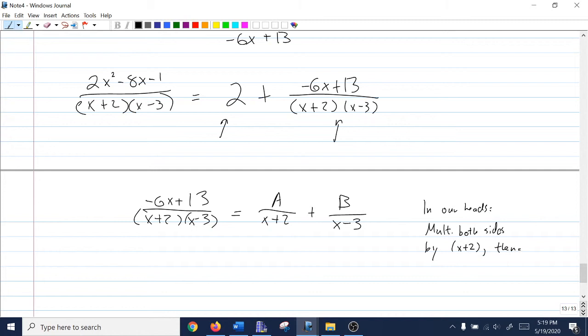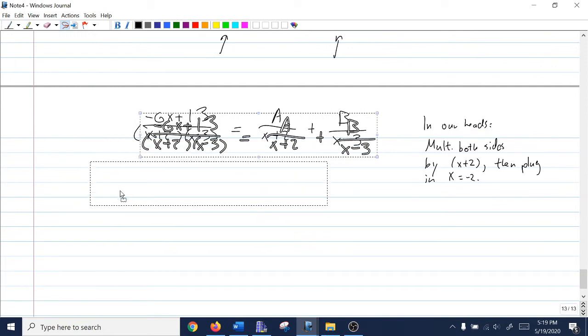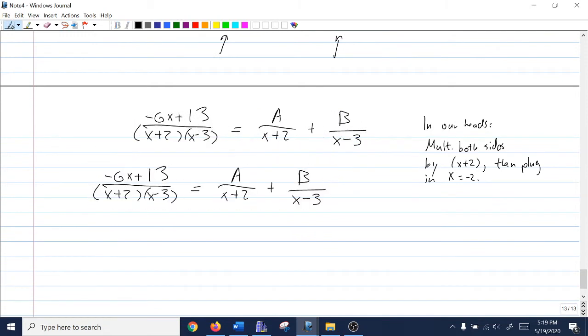Then plug in the thing that makes that 0. When x + 2 is 0, that's at x = −2. I want to, in my head, multiply both sides by x + 2, and then plug in x = −2. This is a thing you can do all in your head. I'm going to copy and paste to show what I'm imagining. Also, this is all totally optional. What happens when I multiply both sides by x + 2? This goes away, this goes away, this gets an x + 2 on it.